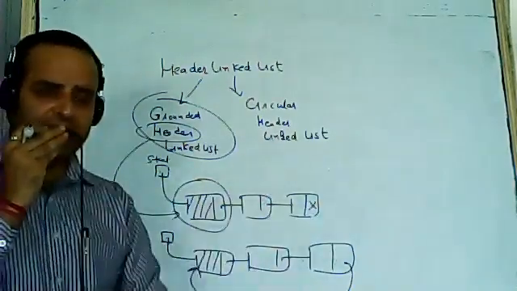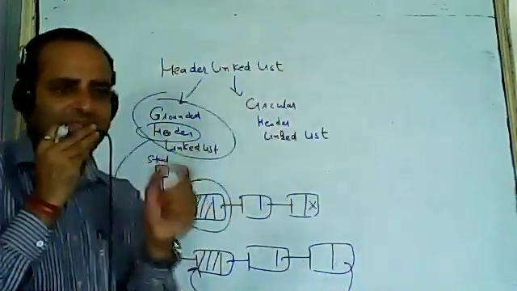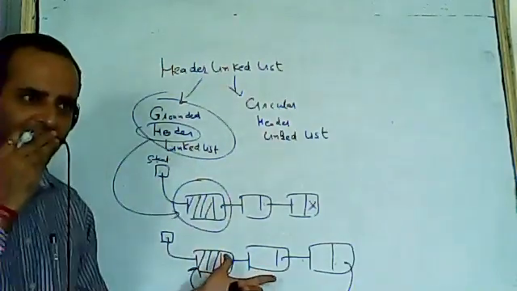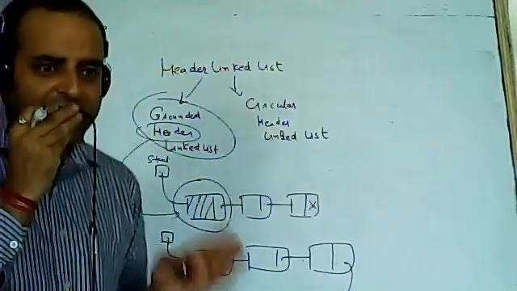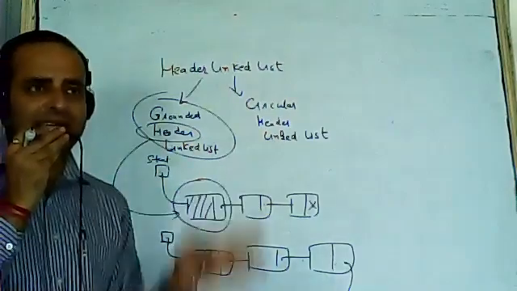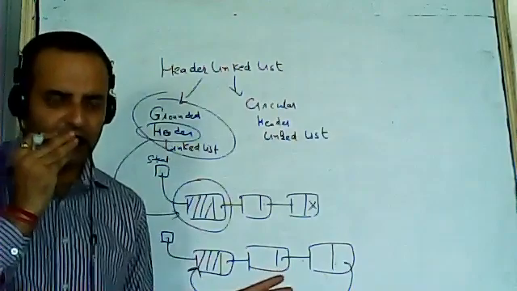But in circular linked list, only one condition will change. Rest full algo will be same. Repeat while pointer is not equal to start. Start. Because in this, null will never come. Yes or no? The rest whole algo will be same. Just condition will change. No need to write the algo again.